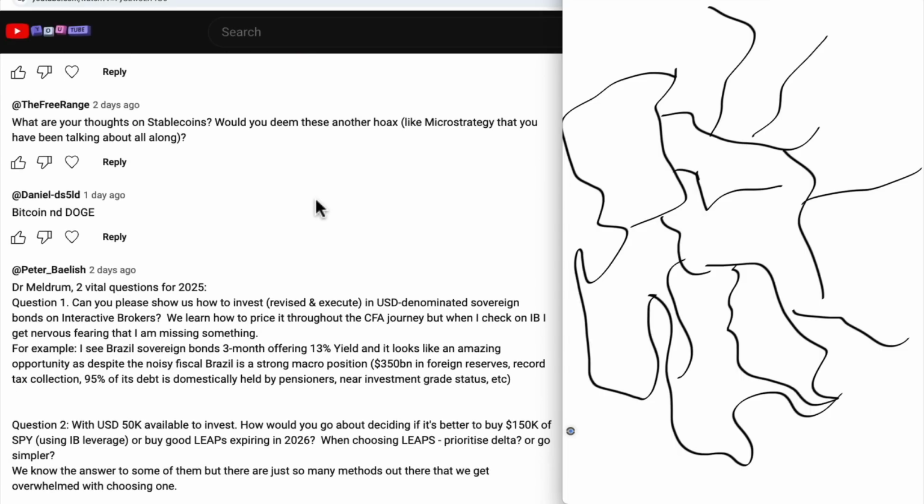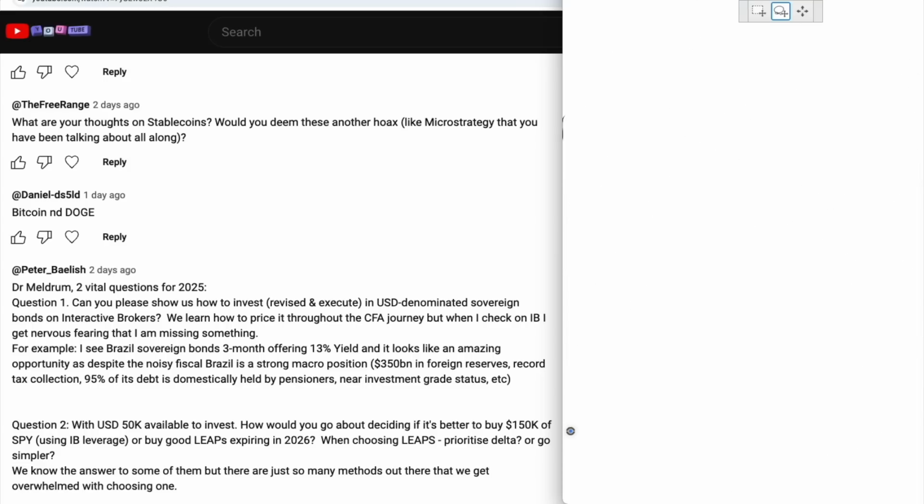Thoughts on stable coins? Would you deem these another hoax? Well, not really, because if they are backed, it's a matter of who's the sponsor of the stable coins? They haven't worked out well in the past. There have been some irregularities, let's say.